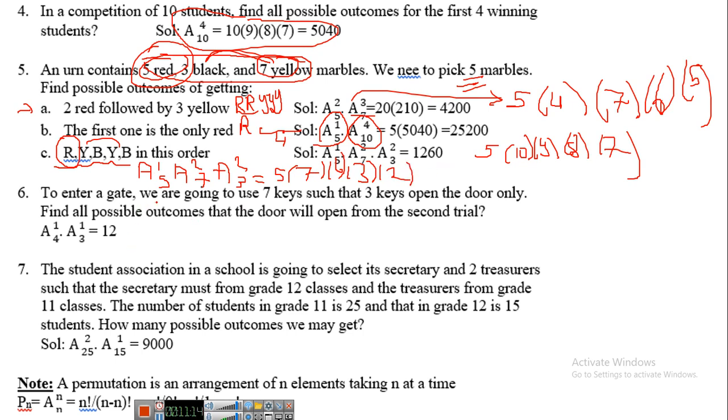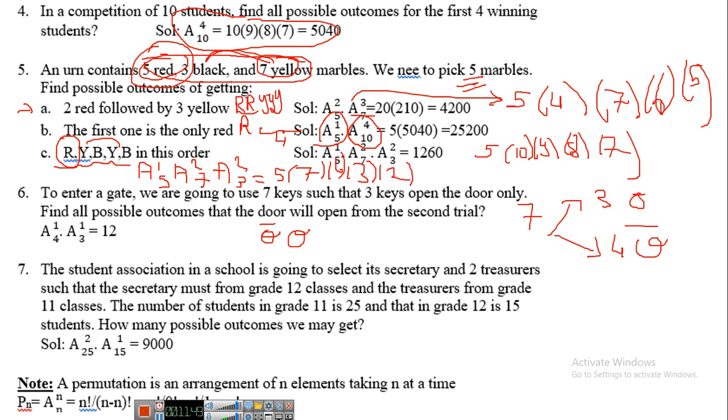To enter a gate, we are going to use 7 keys. We have 3 that open and 4 that do not open the door. Find all possible outcomes such that the door will open from the second trial. To open from the second trial means the first one does not open, then open. So order is important, and there is no repetition, because you are not going to take the key and return it back. Logically, we pick the keys until it opens.